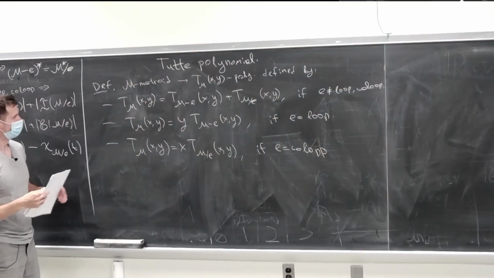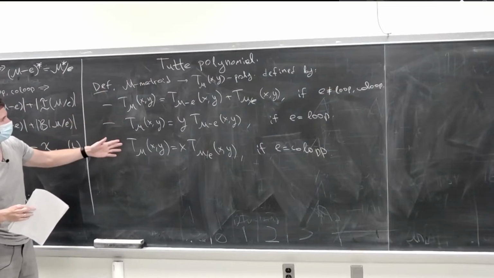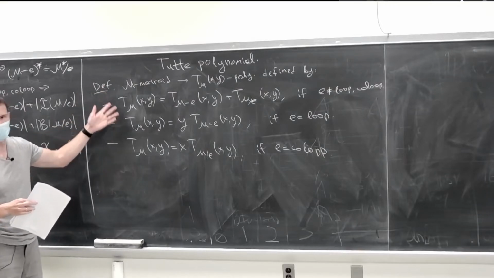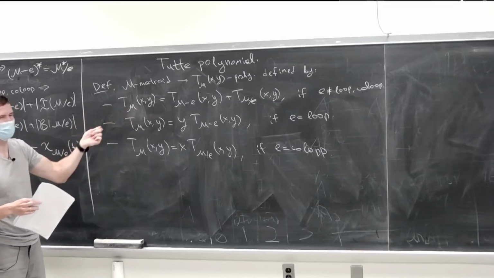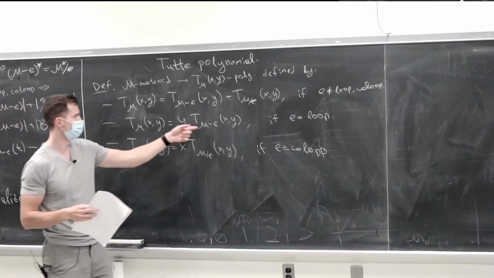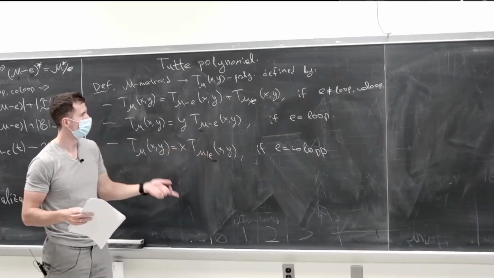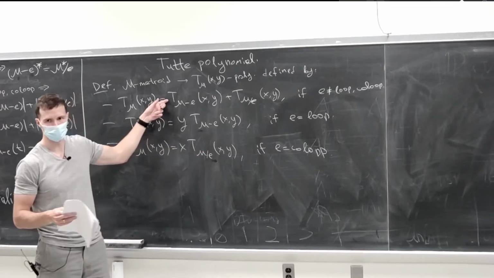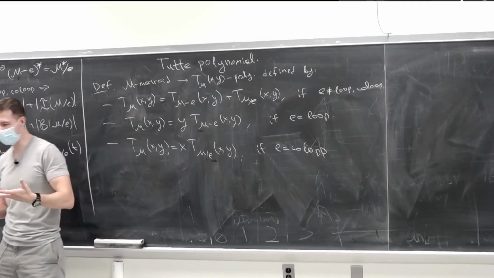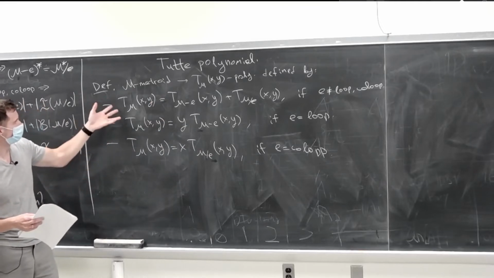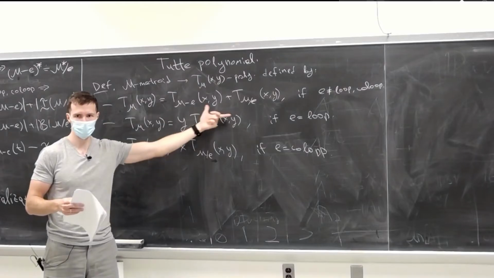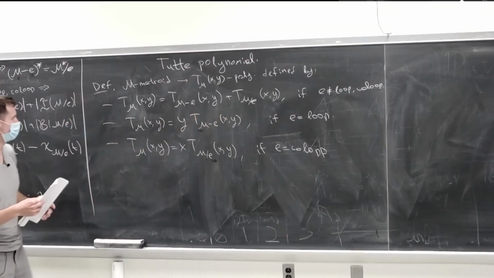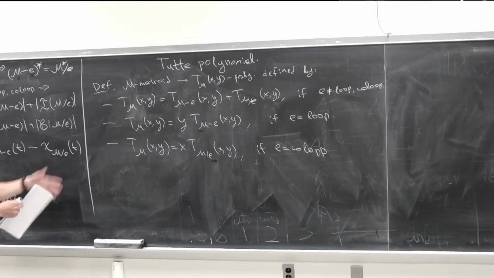And basically, this recurrence allows you to compute this polynomial. You say if you have a matroid, you pick any element. If it's a loop, you do this. If it's a coloop, you do this. Otherwise, you do this. Basically, you can always express the Tutte polynomial of a matroid in terms of smaller and smaller ground sets. The ground set always decreases by one. And the only thing I have to specify is the base case.